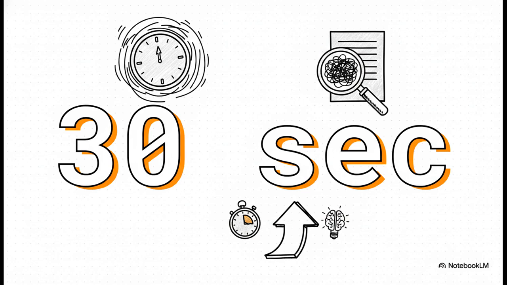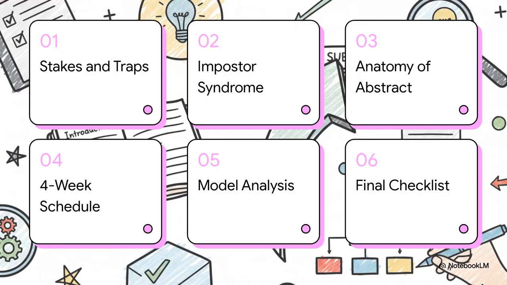If your writing is cluttered, if your main point is buried somewhere down in paragraph 3, or if your formatting is just a complete mess, well, the reviewer is moving on. Clarity isn't just a nice-to-have feature. In the world of scientific submissions, clarity is your absolute only lifeline. So, to get you safely past that brutal 30-second filter, here's our masterclass roadmap for today.